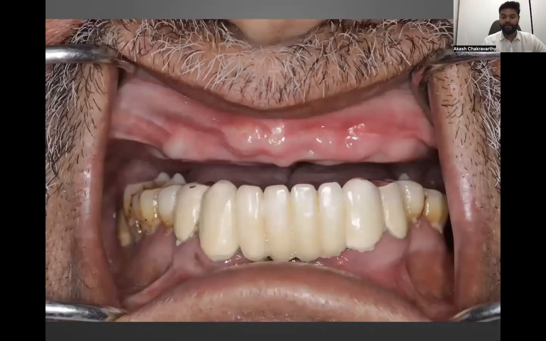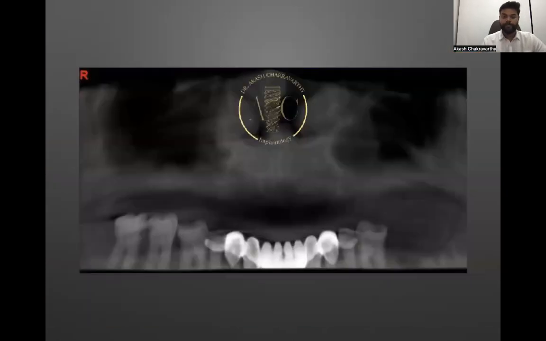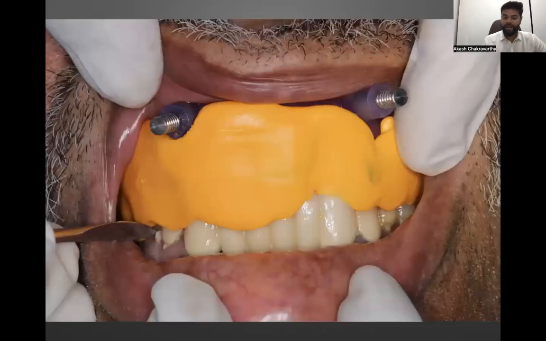Okay, now we have another guided case where I did not do a fully guided procedure. This is a pilot drill guided procedure. So this is a case where I wanted to do zygoma. Actually, it's an ideal case for zygoma, but then the patient insisted on all-on-4 and he didn't even want a surgery. So we went ahead to do a guide for him.